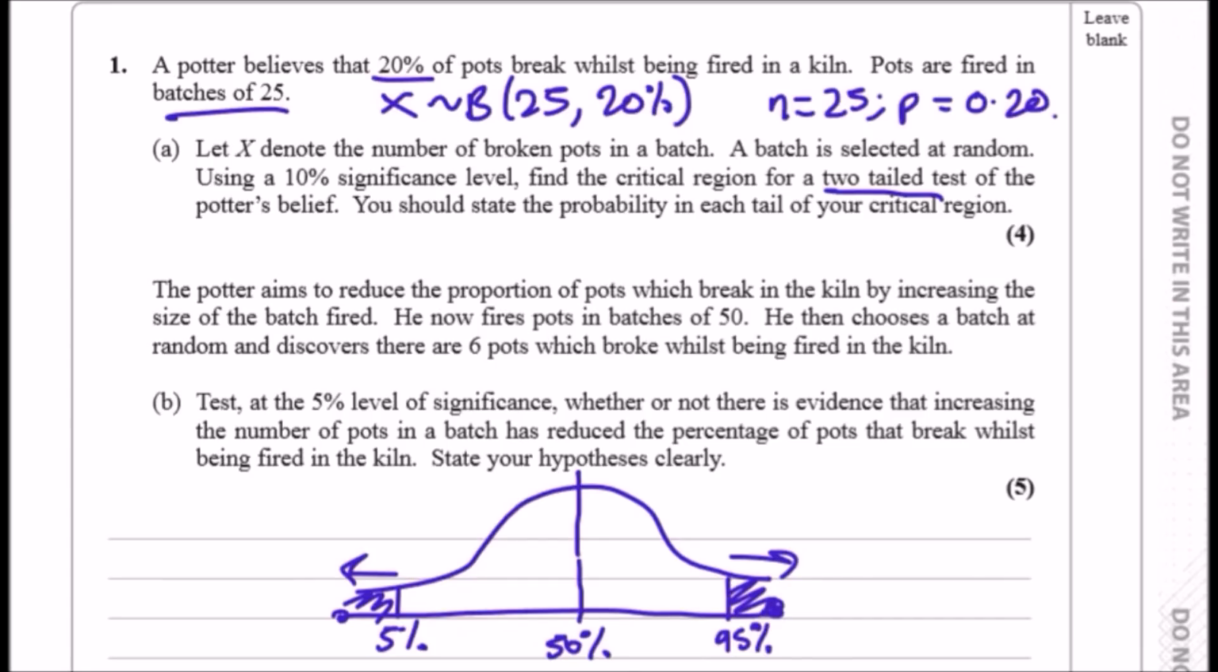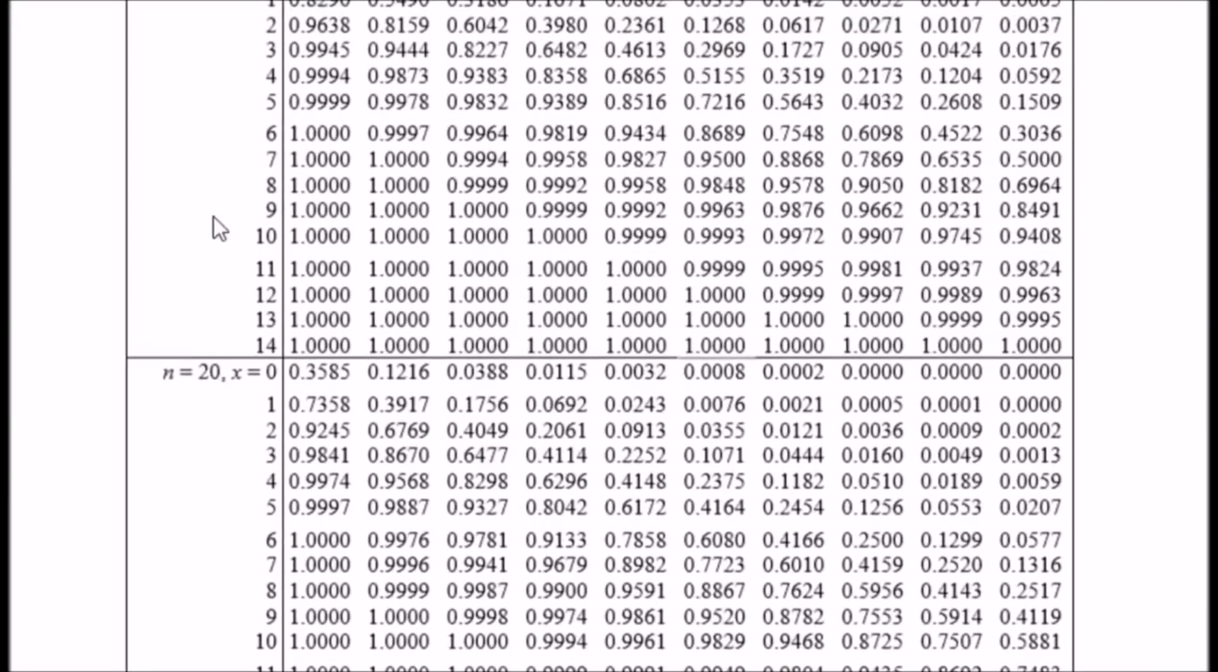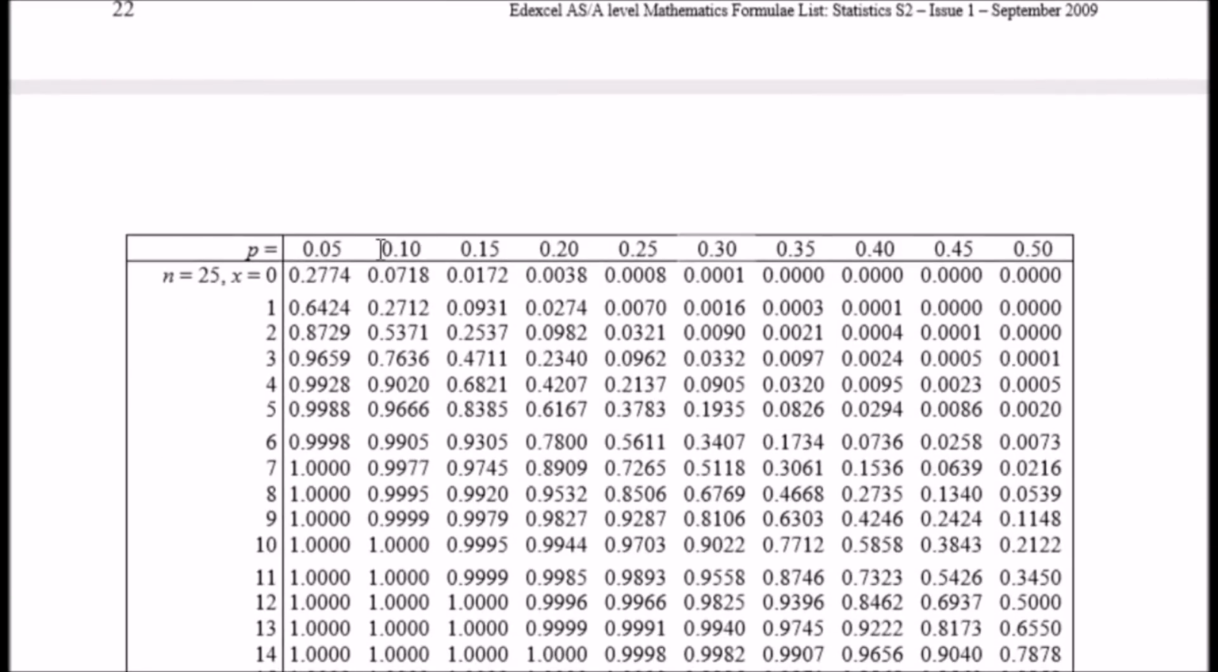So let's do it. Always find n equals 25 first, and then p equals 0.20. We just scan down this column. Up to 5%, so in this case it needs to be no less than 0.05. So yep, this will be the tightest one. This represents x is 1.